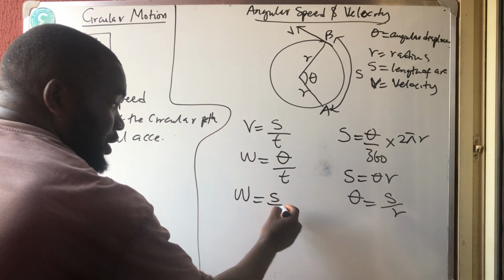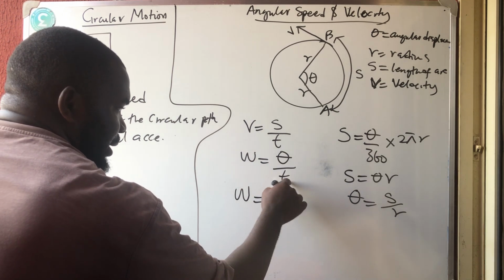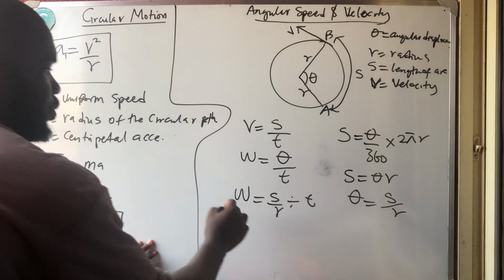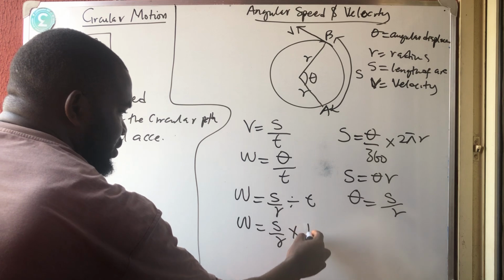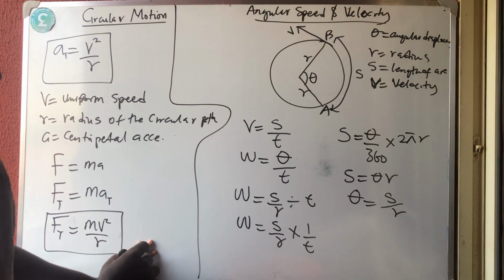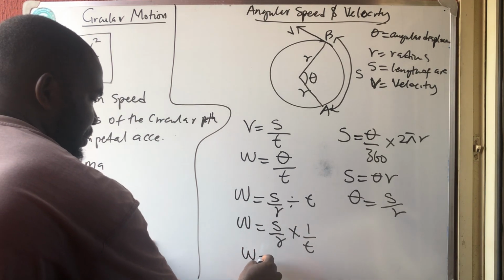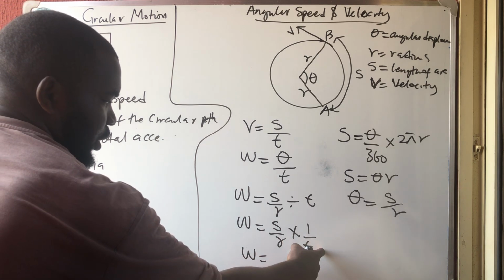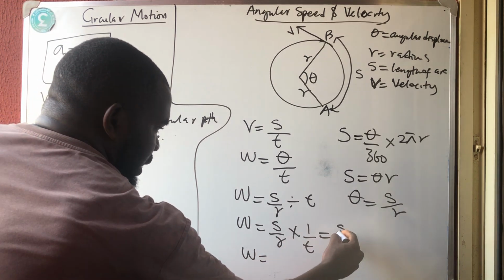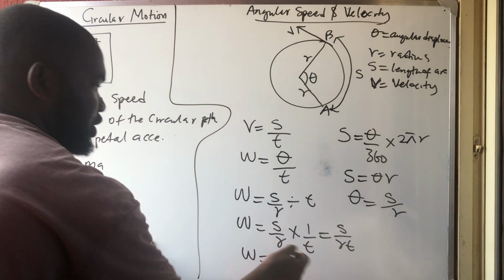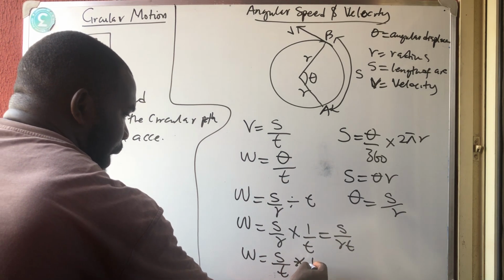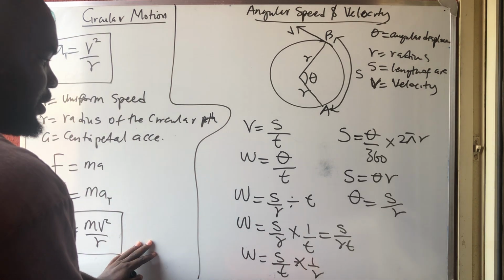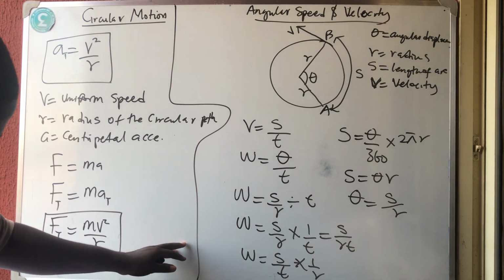So therefore, my angular velocity is equal to s over r, which is my theta, divided by my time. Okay? So theta is equal to s over r times 1 over t. Now my w will be what? This can change position. It is set as s over r t. They can change position to have s over t times 1 over r.